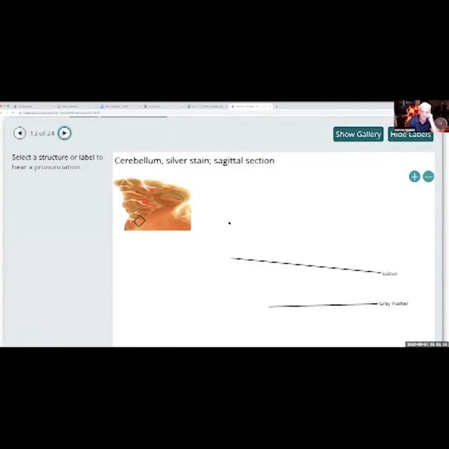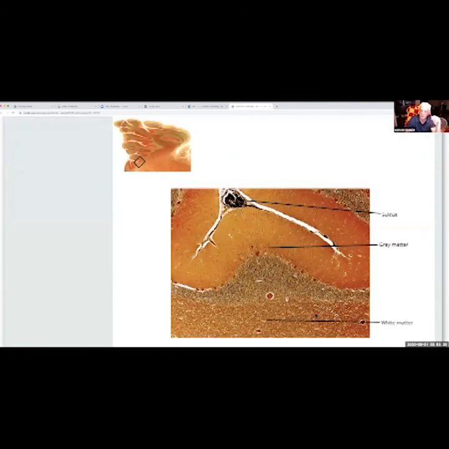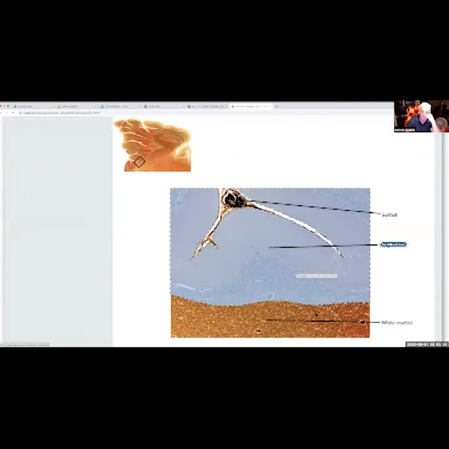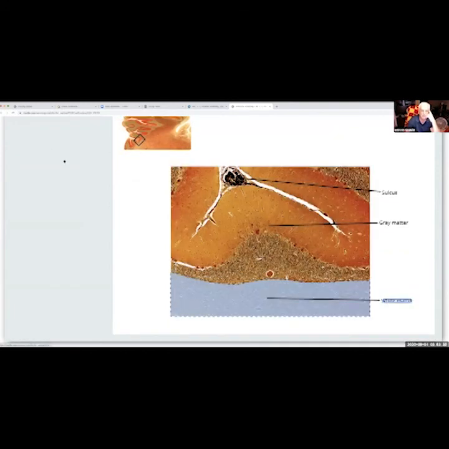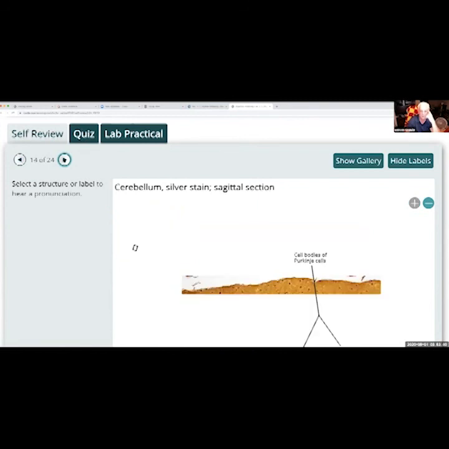Again, different stain on it. This is your sulcus. Sulcus just means a groove. Gray matter is your cell bodies, thinking portion. White matter is the axon that transmits the information. Okay, main part of the brain is right there. Now you know everything there is to know about the brain. Not by a long shot.